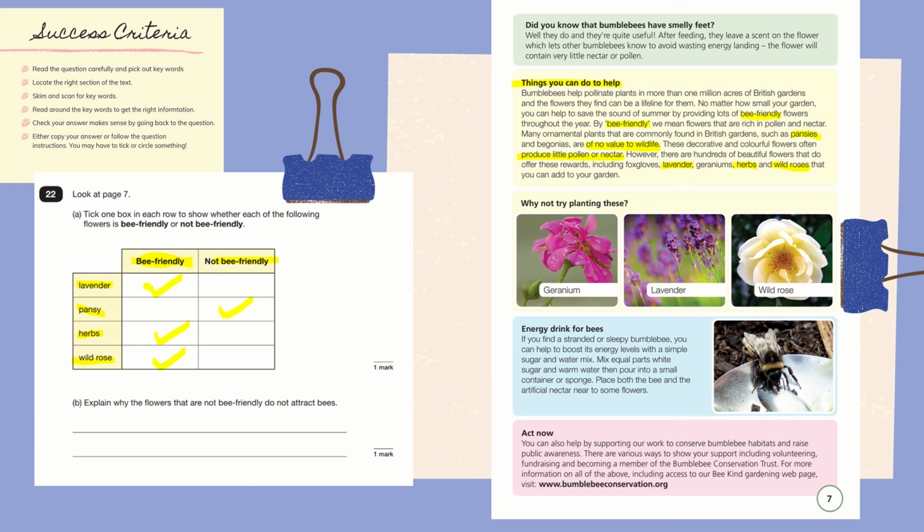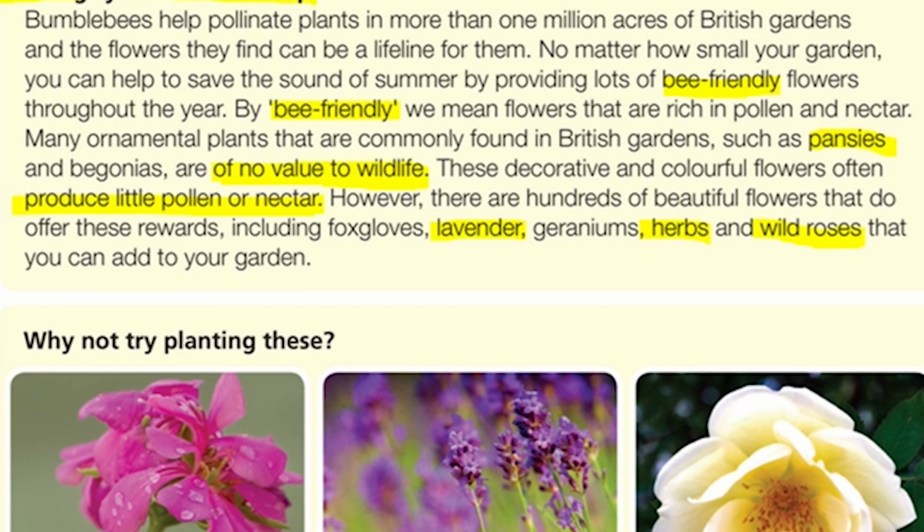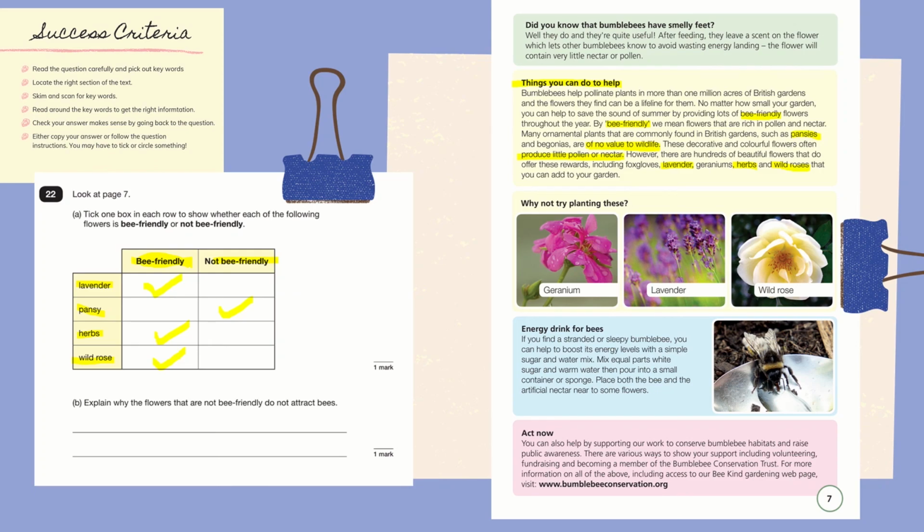So we'll go on to question 22b. Explain why the flowers that are not bee-friendly do not attract bees. Well, we've read that information. If we go back, these decorative and colourful flowers often produce little pollen or nectar. They are of no value to wildlife. So I'm going to use this, little pollen or nectar, as my answer. They produce little pollen.